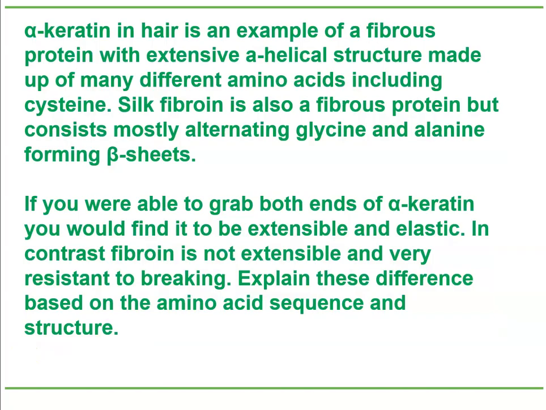In this example, I want to look at alpha keratin in hair. It's an example of a fibrous protein with alpha helical structures, and it's made up of a lot of different amino acids, including cysteine. Silk fibroin is also a fibrous protein, but consists mostly of alternating glycine and alanine, and it forms beta sheets. So if you're able to grab both ends of keratin, you would find that it would be able to be elastic. And in contrast, fibroin is not extensible or tensile and is very resistant to breaking.